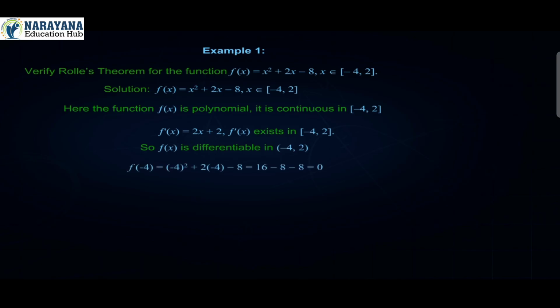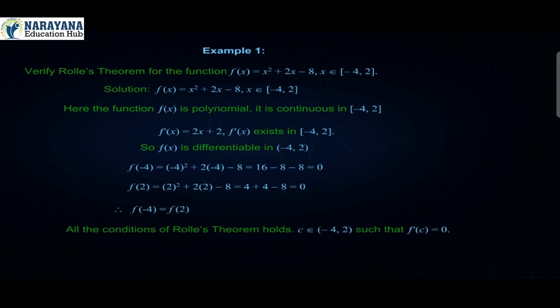f(-4) = (-4)^2 + 2(-4) - 8 = 16 - 8 - 8 = 0. f(2) = 2^2 + 2(2) - 8 = 4 + 4 - 8 = 0. Therefore, f(-4) = f(2). All the conditions of Rolle's theorem hold.